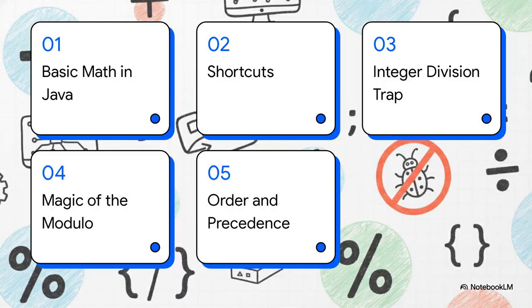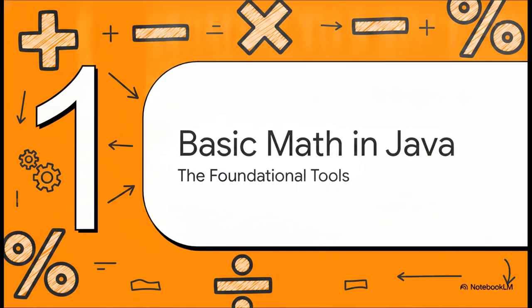Here's our quick roadmap for the day. We're going to kick things off with basic math in Java, then we'll check out some slick programmer shortcuts, learn how to dodge the dreaded integer division trap, discover the absolute magic of the modulo, and finally, we'll wrap up with order and precedence. Starting with Section 1, Basic Math in Java, the Foundational Tools.